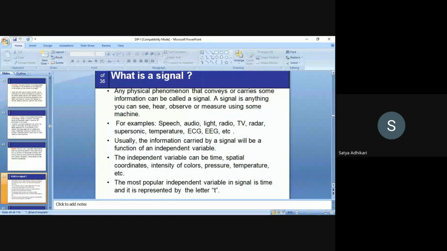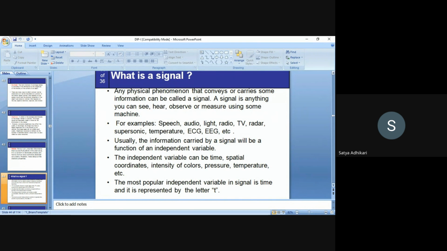Any physical phenomenon that conveys or carries some information can be called a signal. This signal we can see, hear, observe, or measure using some machine. Suppose speech is a signal, audio is a signal, right? Radio, TV, radar, temperature, supersonic, ECG, EEG. All are examples of signals.